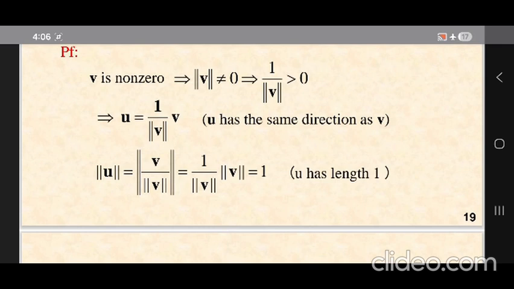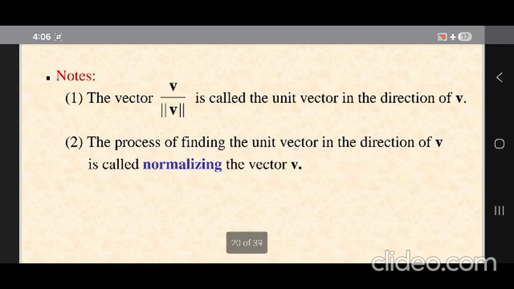Then the norm of u equals the norm of v divided by the norm of v. The norm of v cancels, which equals 1. Thus the norm of u equals 1, so u has unit length. Note: the vector v divided by norm v is called the unit vector in the direction of v. The process of finding the unit vector in the direction of v is called normalizing the vector v.